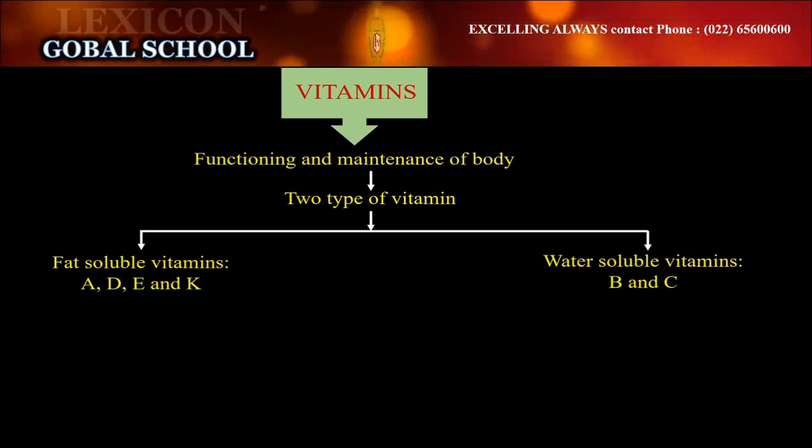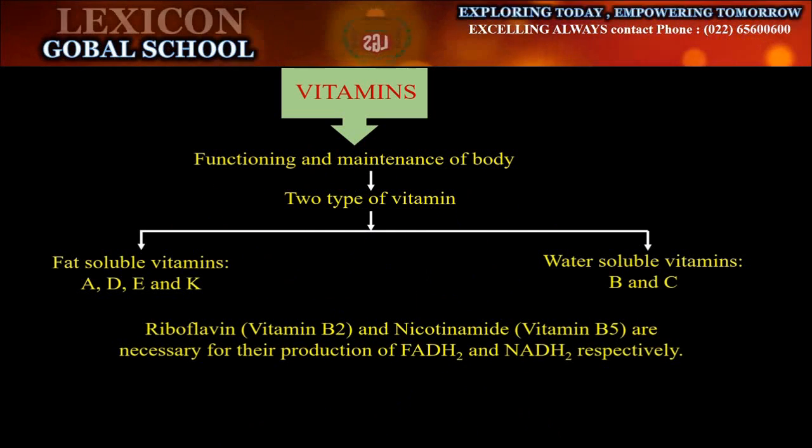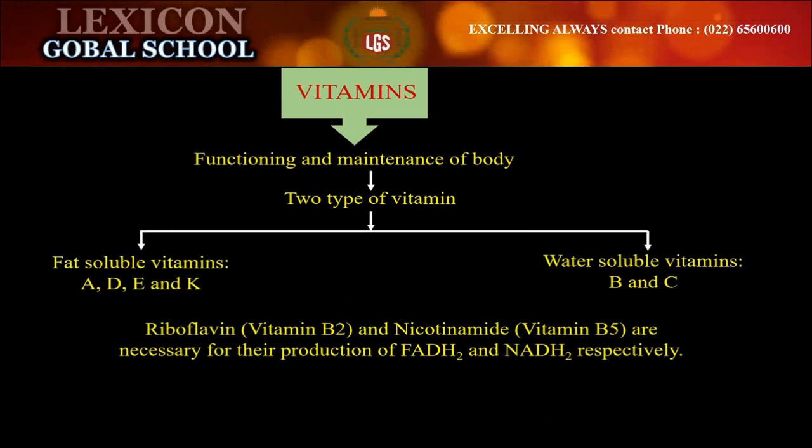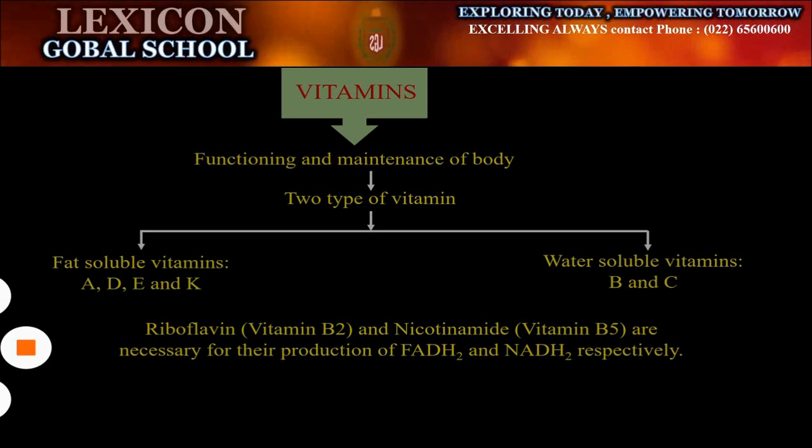Riboflavin, vitamin B2, and nicotinamide, vitamin B5, are necessary for the production of FADH2 and NADH2 respectively.